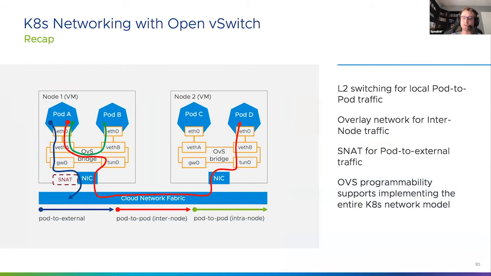So as a recap, let's take a step back and look at the different packet paths for the different categories of traffic that our CNI plugin can handle. So intra-node pod-to-pod traffic is going to be switched locally by the OVS bridge. For inter-node traffic, we have built an overlay network and we use encapsulation. Finally, we didn't look at the details of this, but for pod traffic that needs to go outside of the pod network, we can configure iptables, for example, and use SNAT to masquerade outgoing traffic. The important takeaway here is that the programmability of OVS enables us to implement the entire Kubernetes network model.